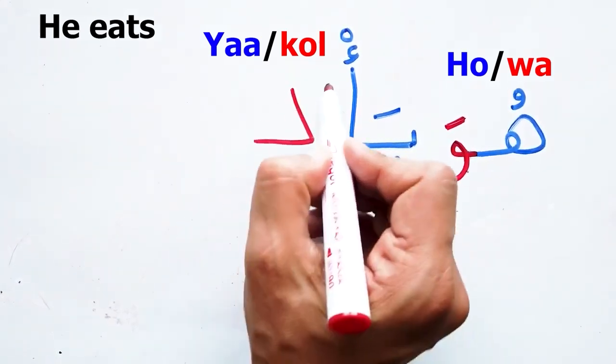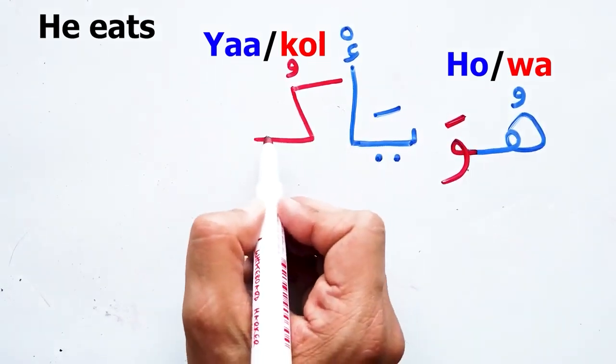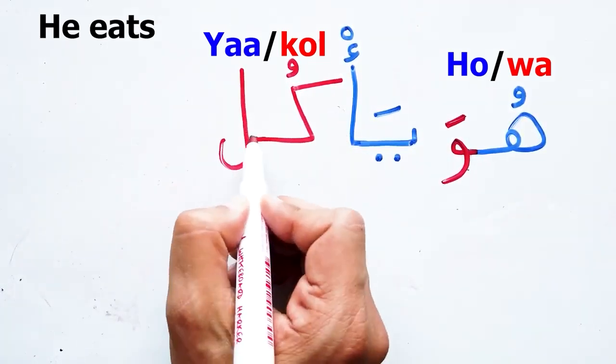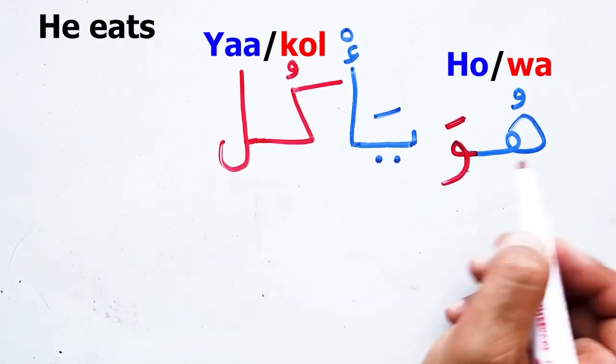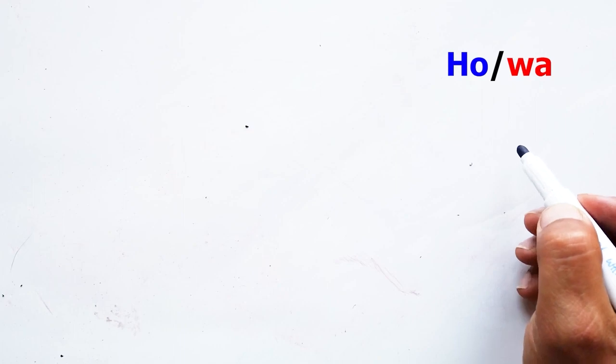Welcome everybody. Today we're going to learn some important verbs. Let's get started. In the beginning, let's learn this word, he. How can you say he in Arabic? He is huwa. Let's write huwa.